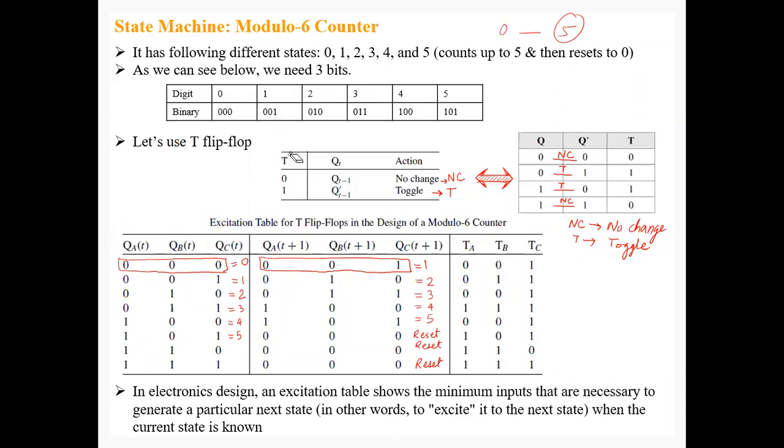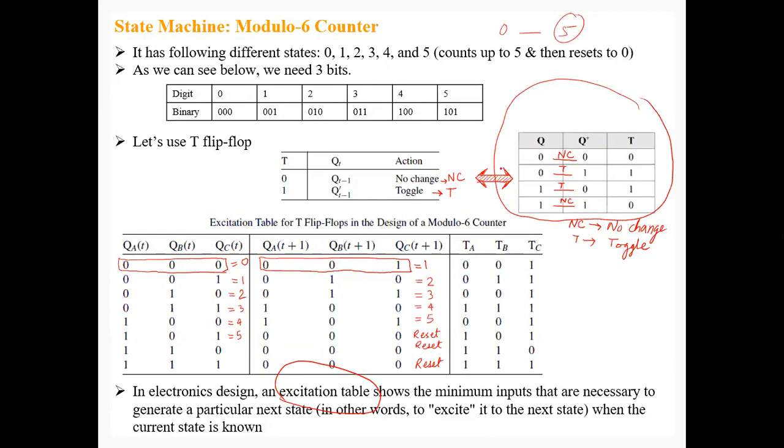Again, I'm using T flip-flops. Now I'm going to introduce something new. Why do I need this? Once I find the solution, then you'll understand it, and I'll explain why this is needed. This table is called an excitation table.